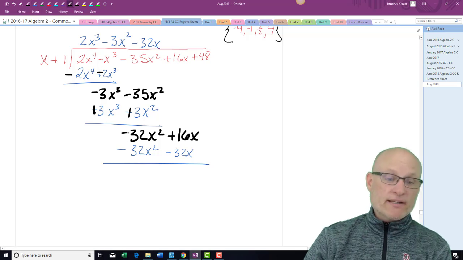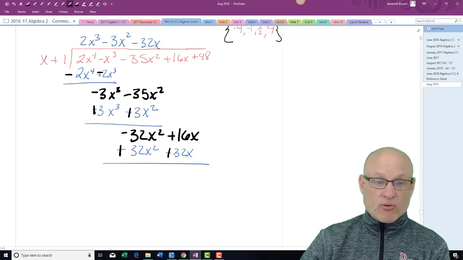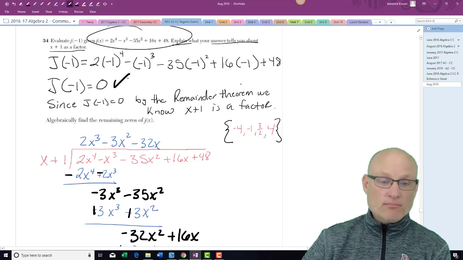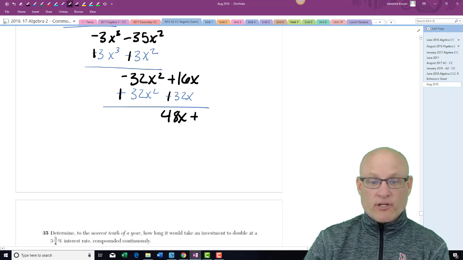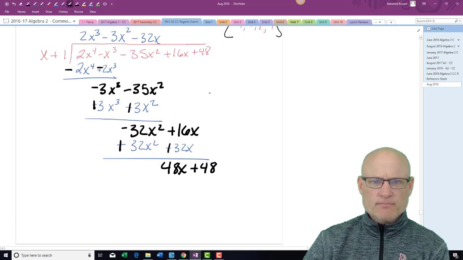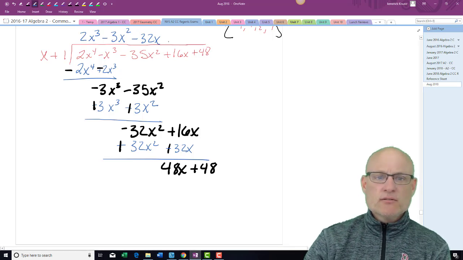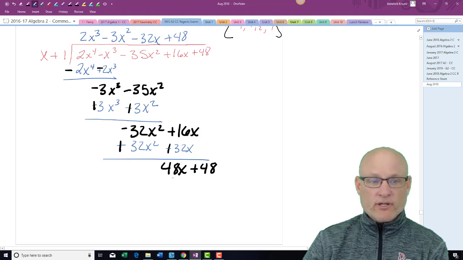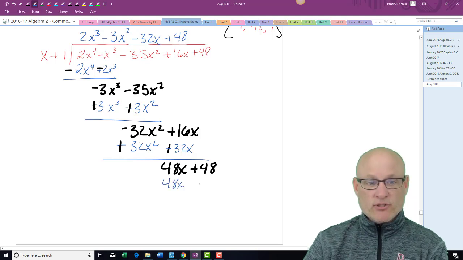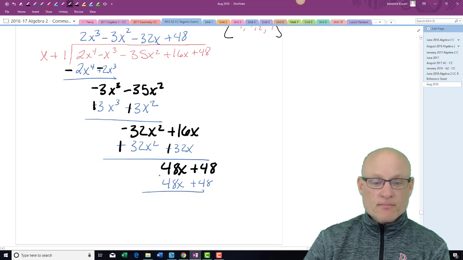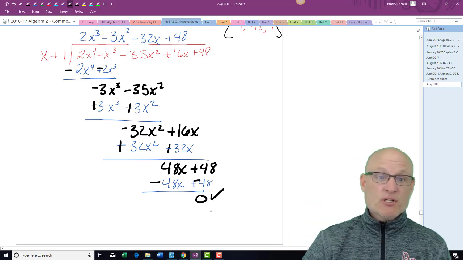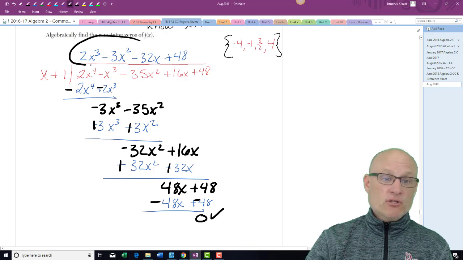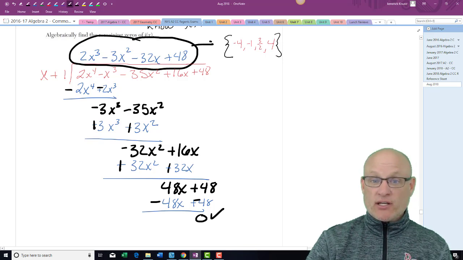Now you know you're going to be right at the end if we get a remainder of 0, because by the remainder theorem, we should have a 0. So this gives me 48x. Now bring down the 48. I hope it was a plus 48. Yep. And then I'm going to say, okay, plus 48. 48 times x is 48x. 48 times 1 is plus 48. Change the signs. Minus, minus, and this goes to 0, which we knew we were going to have. So what they want now is for you to finish factoring this to get those answers.